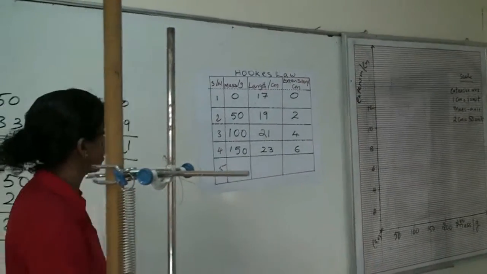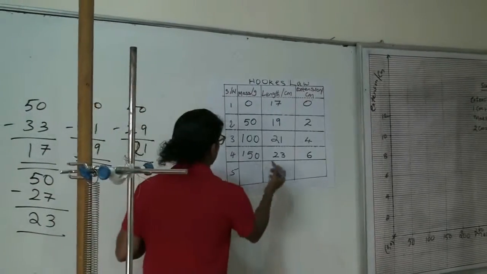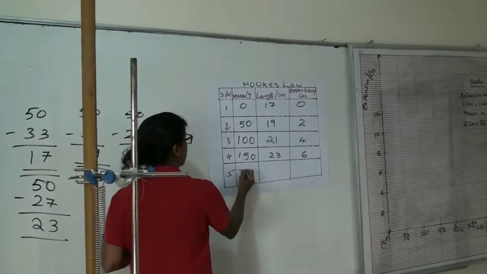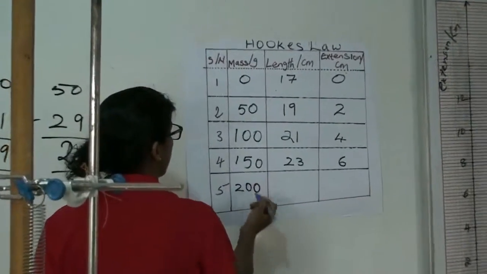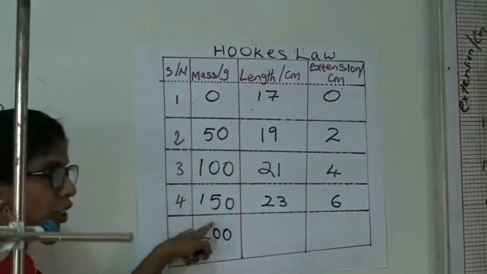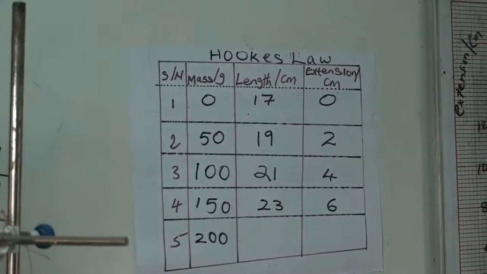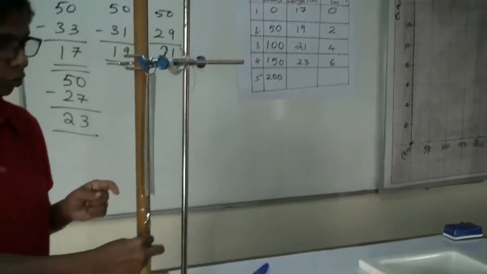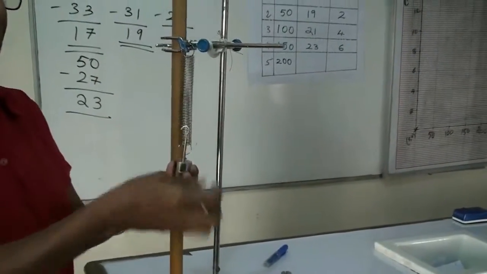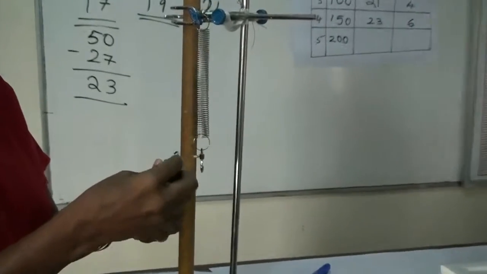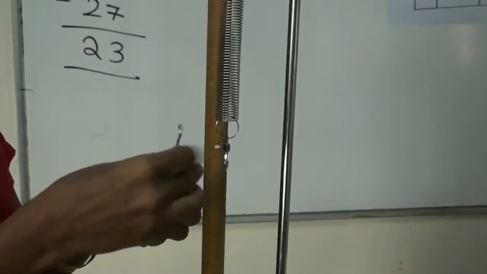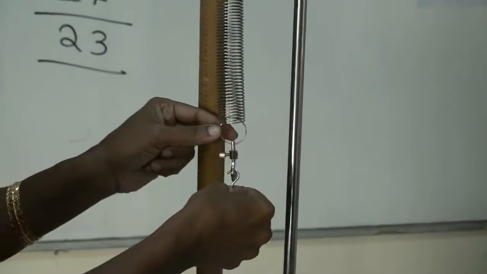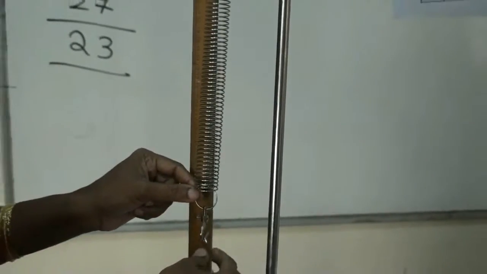The last part of the experiment, you add another 50 to it, making it 200. When I added 200 grams, remove the hanger, add another 50, so it becomes 200, and slowly you hang it.